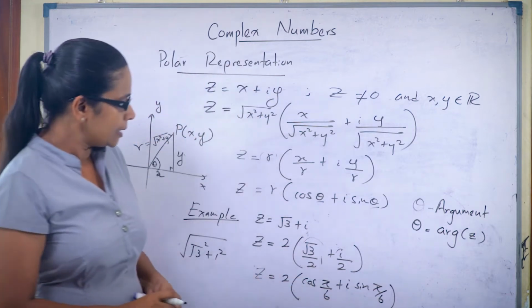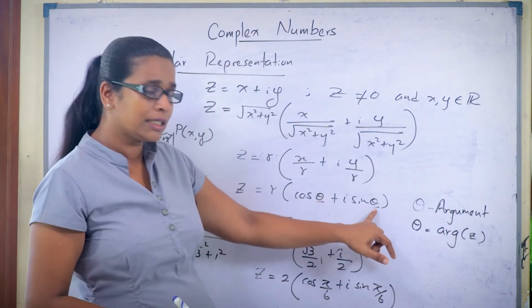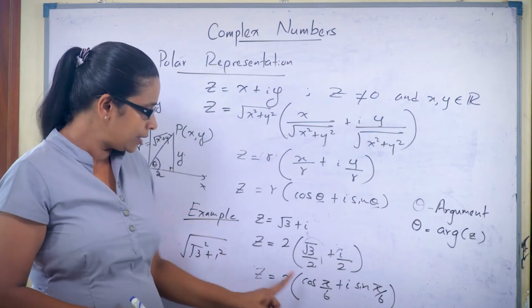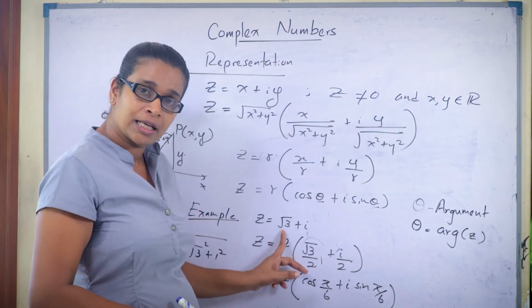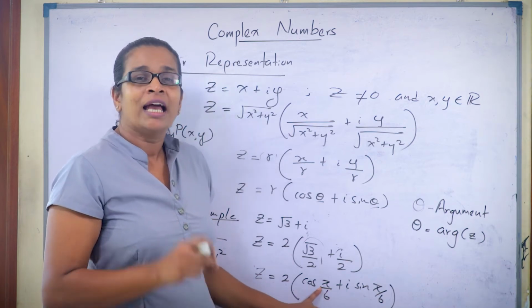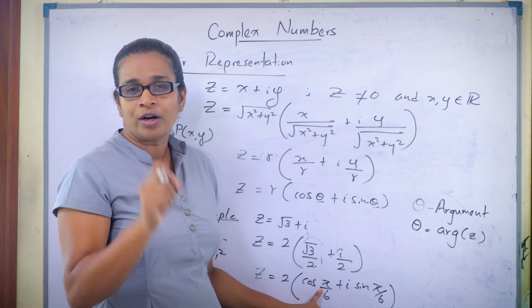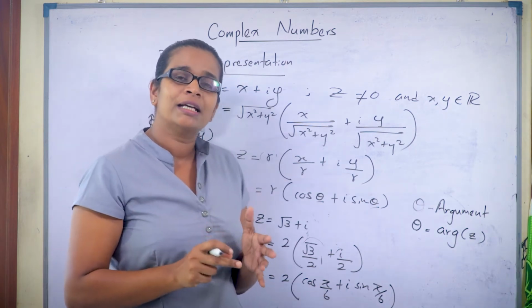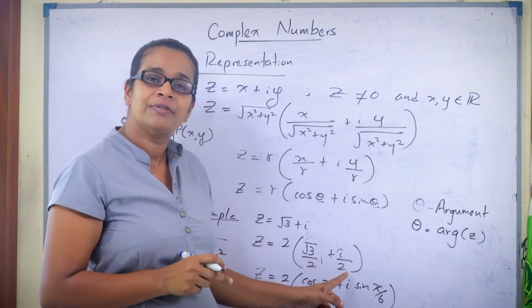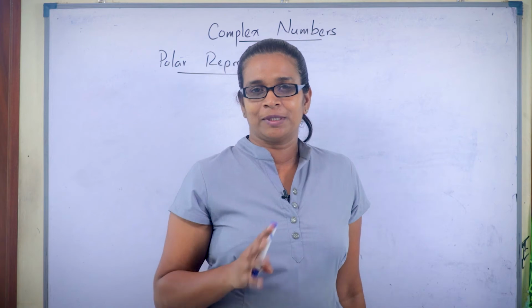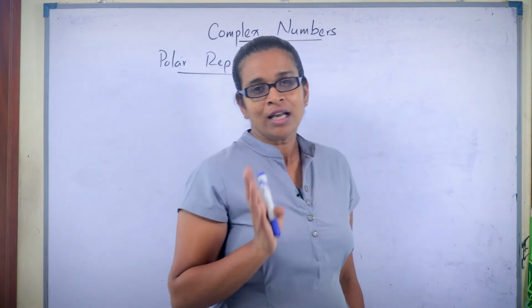Now look here. This is the theta value, the argument. So what should be the argument of z, the argument of this complex number? It is 5π over 6. Is that the only argument value? Is that the only angle we can consider for these values? Now let's talk a little bit more about the argument.